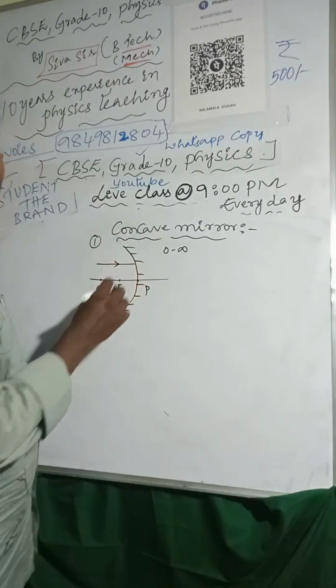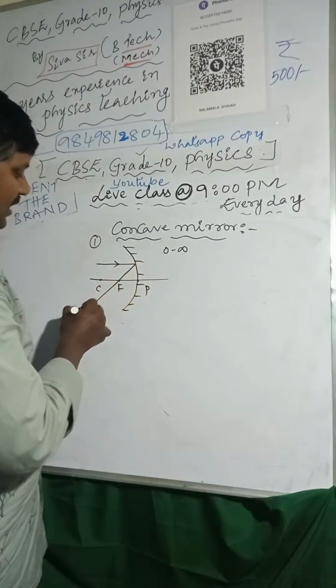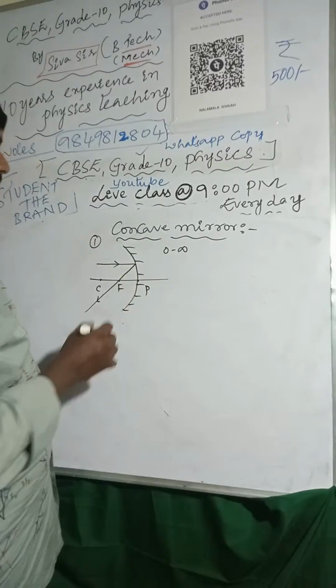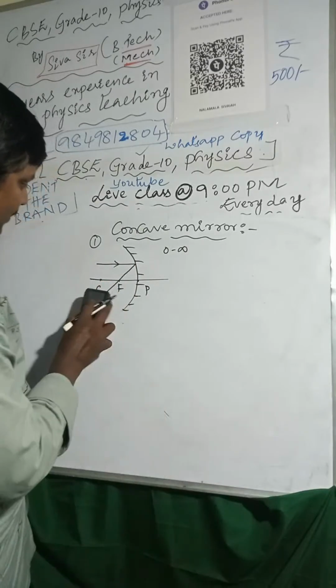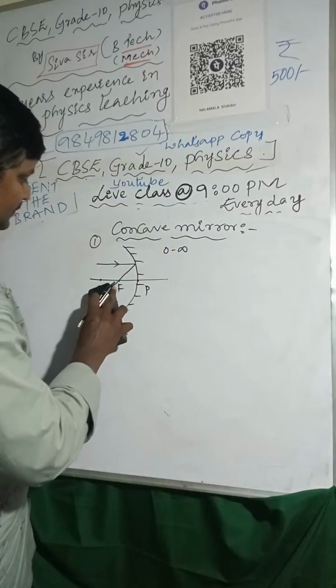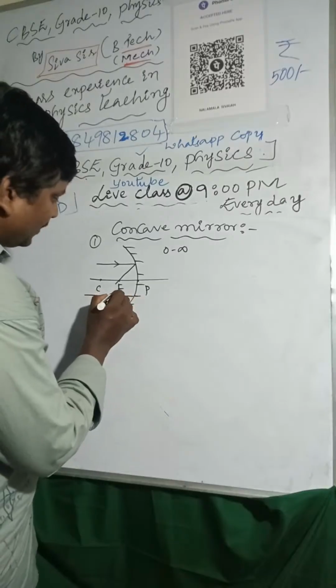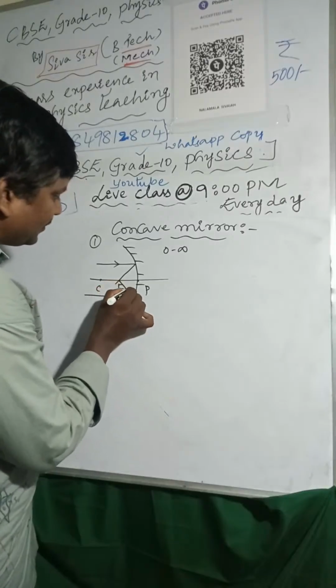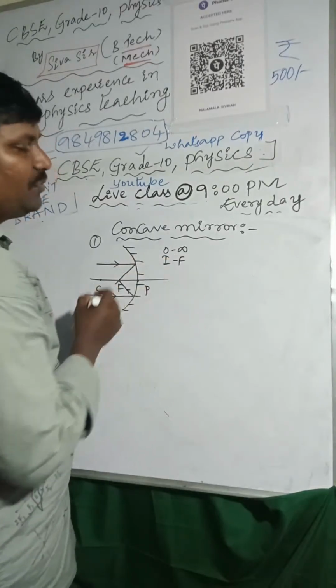After reflection, the light ray will pass through the focus. Another light ray I am taking like this. After reflection, it meets at the focus. So the image will form at the focus.